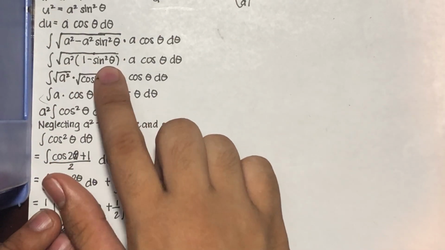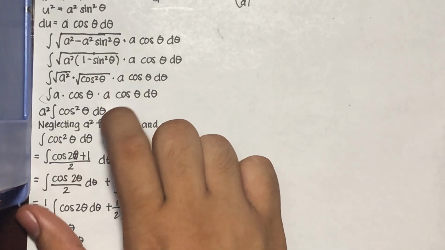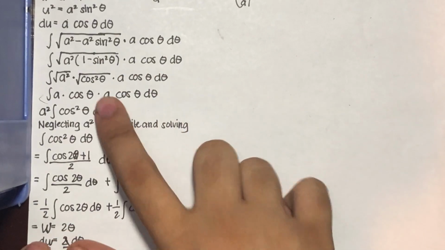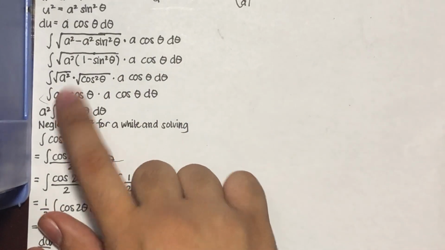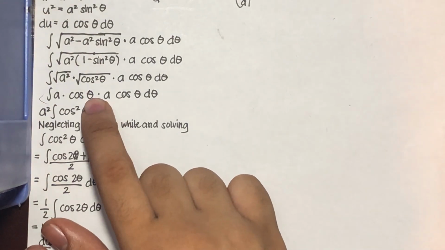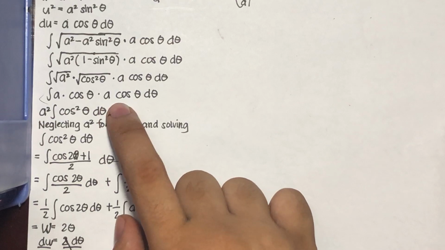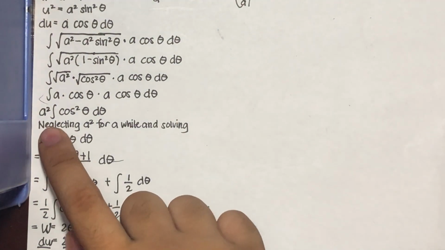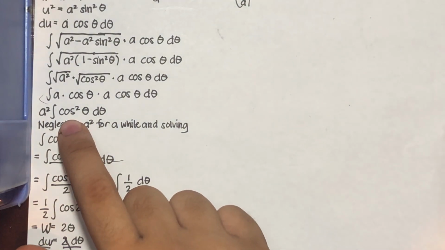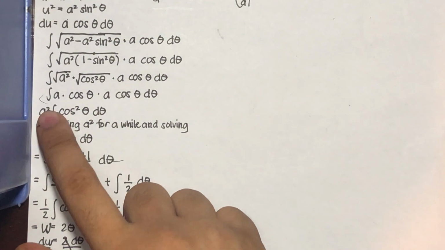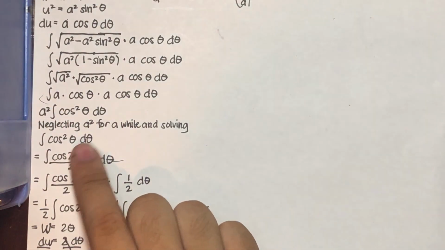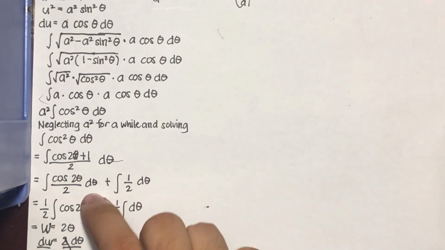So this would become 1 minus sine squared theta, which is also equivalent to cos squared theta because it's a trigonometric identity. Now we simplify this by just finding the square root of both these terms. The square root of a squared is a, and the square root of cos squared theta is cos theta. A cos theta d theta would just be copied, and we would have a final integrand of cos squared theta d theta after bringing out the constants, which resulted in a squared. So we neglect a squared for a while and we solve.